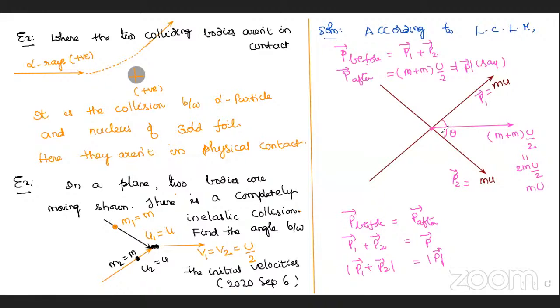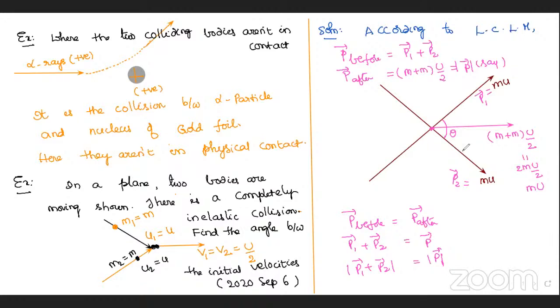Nothing is there to explain here. Why? Because I am just applying the law of conservation of linear momentum. What is the total linear momentum before the collision? What is the total linear momentum after the collision? That I equated here.